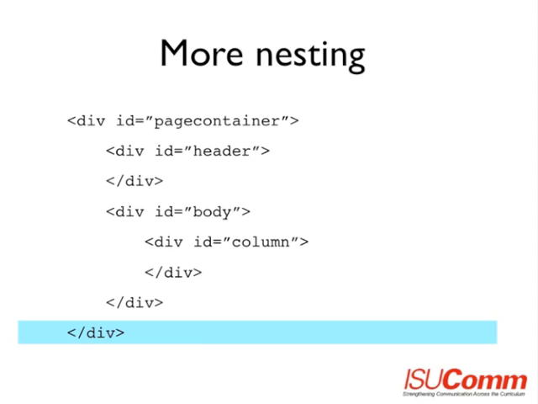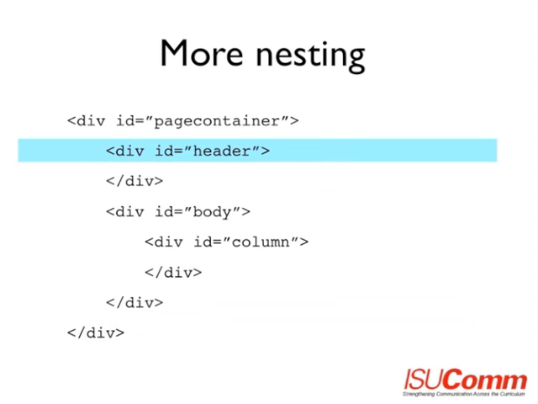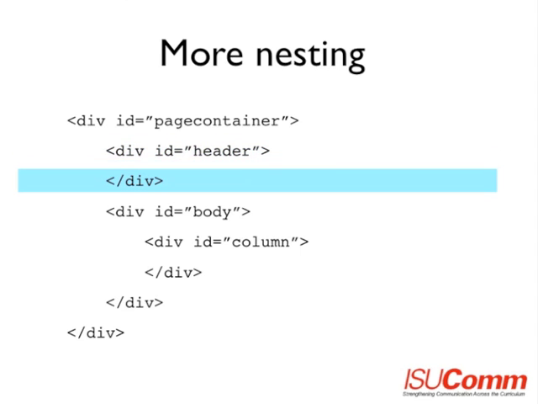Now, if we go up to the div called header, that one is nested inside something. Now, it's only nested inside the page container, as we see that it closes right after that. Now, if we look at the body and the column tags, the body div is nested inside the page container, but the column tag is nested inside the body, and you can see how that works because the column closes first before the div called body closes.